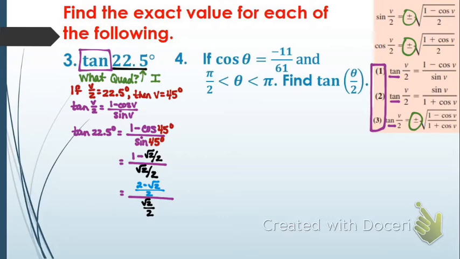I can multiply by the reciprocal. So I would have 2 minus root 2 over 2 times the reciprocal, which would be 2 over root 2. I see that my 2's are going to cancel here.